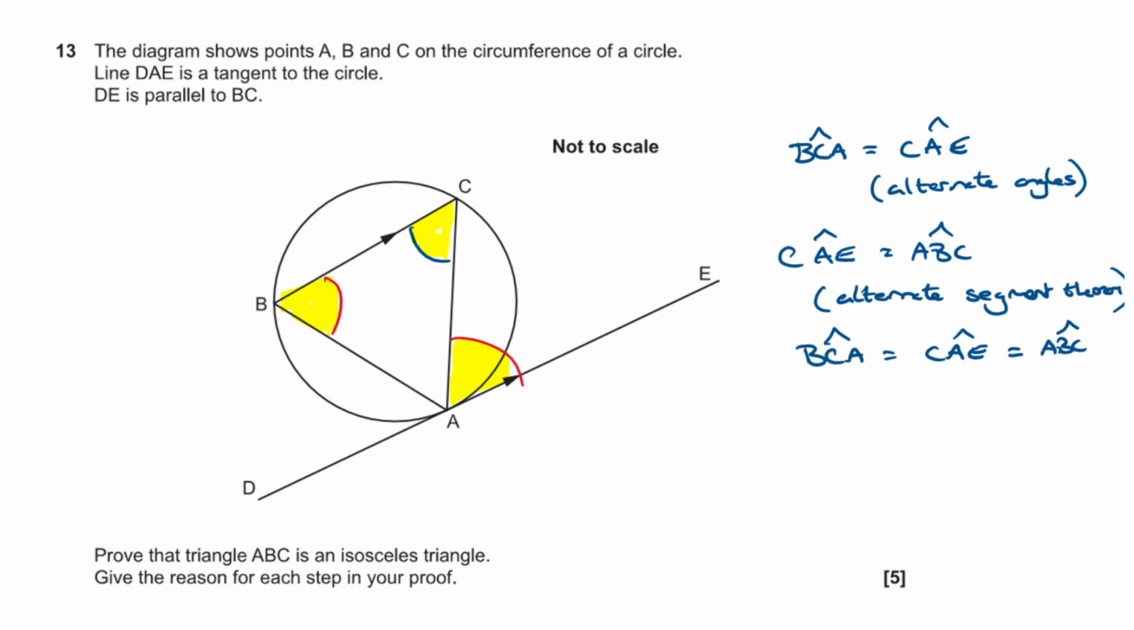Okay, in other words, BCA equals ABC. Okay, and that means triangle ABC is isosceles. Okay, that's it.